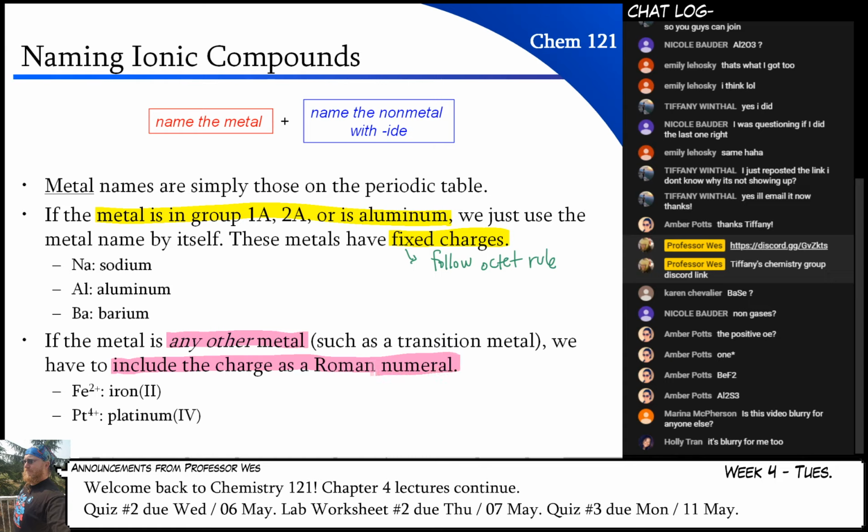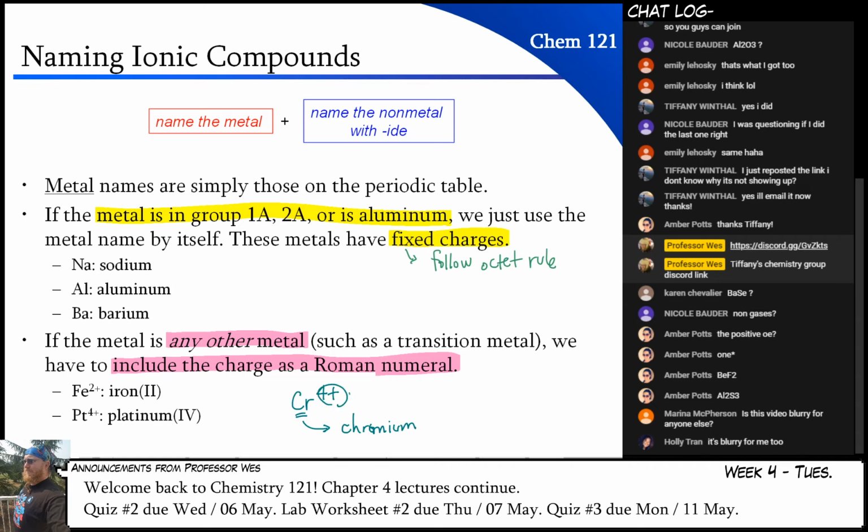So any other metal that is not in groups 1A, 2A, or is aluminum is going to have a charge that I have to tell you about, or you have to solve for using math. And you will see what I mean by that in just a little bit. And so what that means is that if I give you this, then what I do is I go look up the name of this, which is chromium.